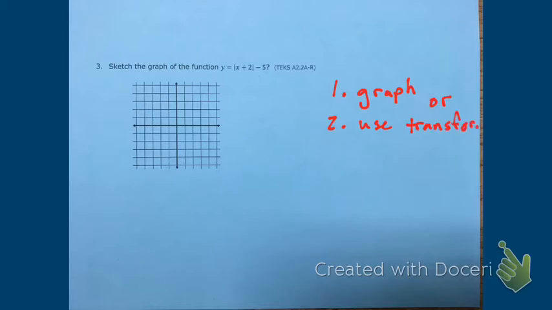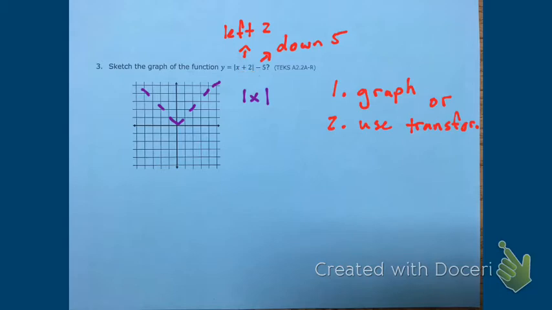Ran out of room, use transformations. So if you remember what your regular absolute value is, my absolute value of x is going to look like this dotted line right here. And if you remember your transformations, if you have something that has a -5, it's going to be going down 5. And if you have +2 on the inside, it's going to go left 2. Anything that's on the outside, like the 5, is going to go up and down. If it's on the inside, it moves it left and right.